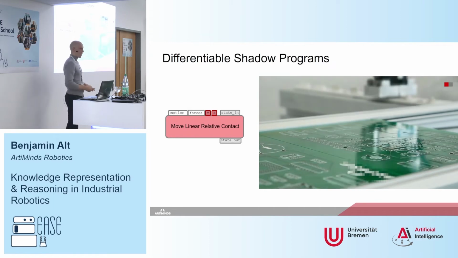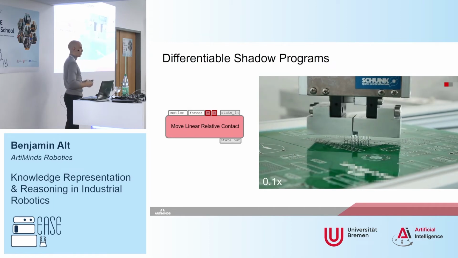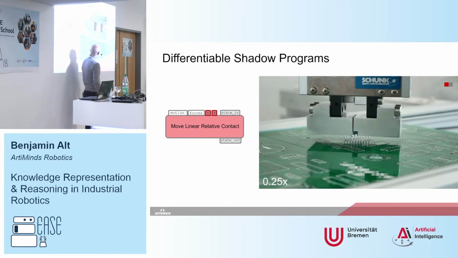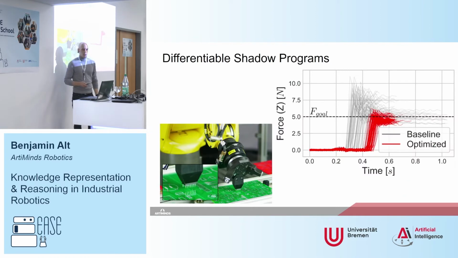So contact motions are everywhere in the industry. Whenever you want to maybe fit two things together, you will have to establish contact. And depending on the materials, this is quite constrained. Here, for example, we don't want to exert 20 newtons on these little sensitive pins because they will bend. So what we have done is we have evaluated our shadow program architecture on these tasks. Here you see, we have a goal force of 5 newtons, say. We know that we want to be as quick as possible with our action, but never exceed 5 newtons. Actually, we want to hit exactly 5 newtons.